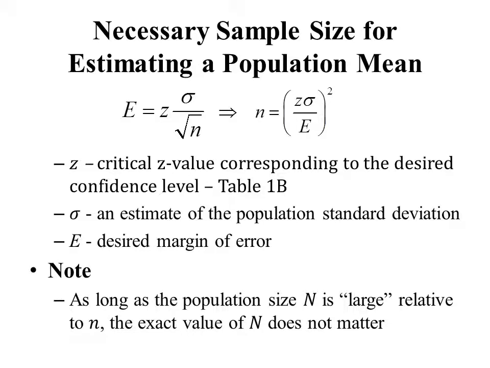Now, one thing that we want to note here is that the population size just doesn't matter. As long as the population size is large relative to the sample size, then the exact value of the population size just doesn't matter. We often think that if we have a larger population, then we need a larger sample size, but this formula here illustrates that that's not the case. As long as the population is large, its exact size just doesn't matter. It could be 5,000, it could be 10,000, it can be 10 million, 10 trillion, it doesn't matter. All that matters are really the confidence level, the standard deviation, and then the desired margin of error.